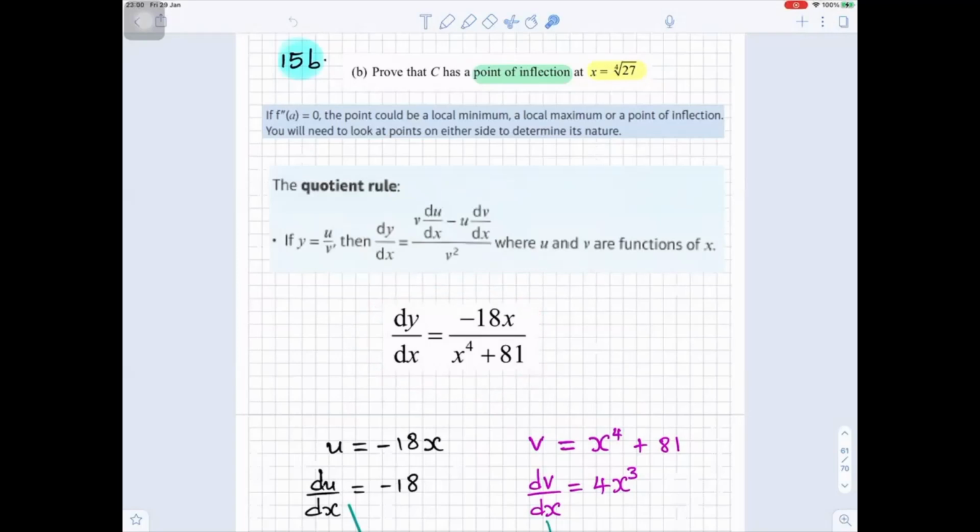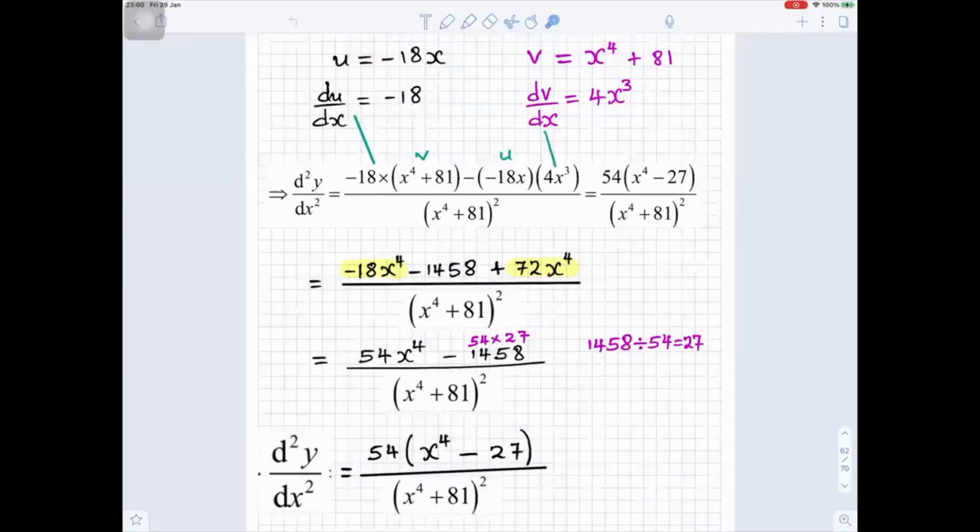So u is the one at the top, which is minus 18x. v, the denominator, is x^4 plus 81. du over dx, when you differentiate minus 18x, you just get minus 18. When you differentiate x^4 plus 81, differentiate x^4, it gives you 4x cubed. Differentiate 81, you get 0. Now we're going to substitute into the quotient rule formula.